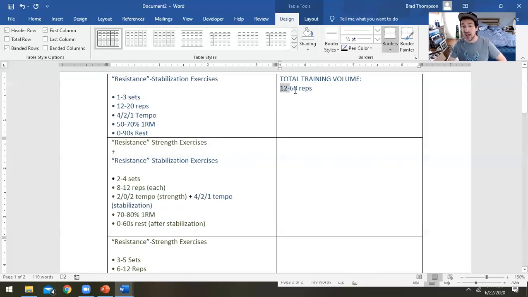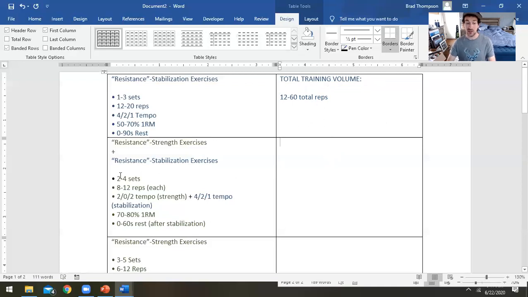So that's a lot of training volume, right? But that makes sense considering that we have some of our lowest training intensities here. When we look at 20 repetitions, your 20 repetition max corresponds with about 50% intensity. So it's pretty safe to do up to 60 total reps. We'll put total. It's pretty safe to do that because the intensity is so low.